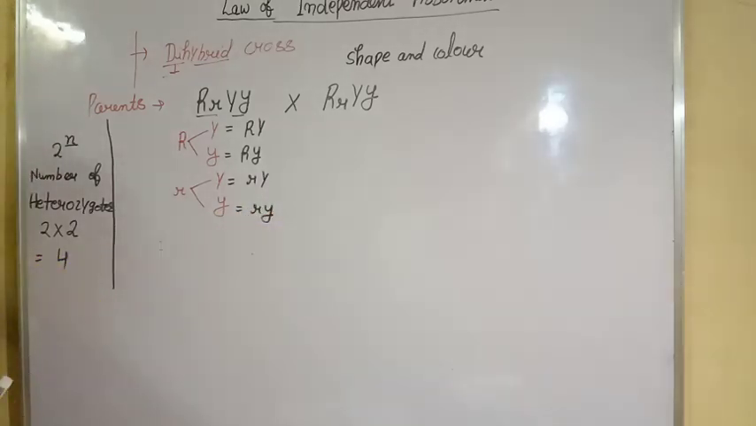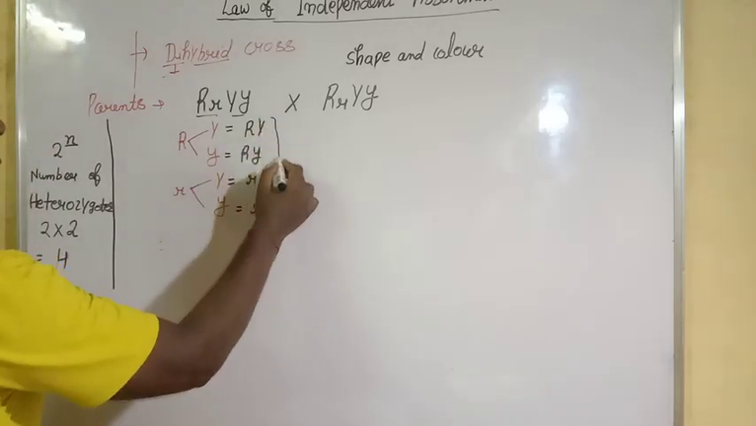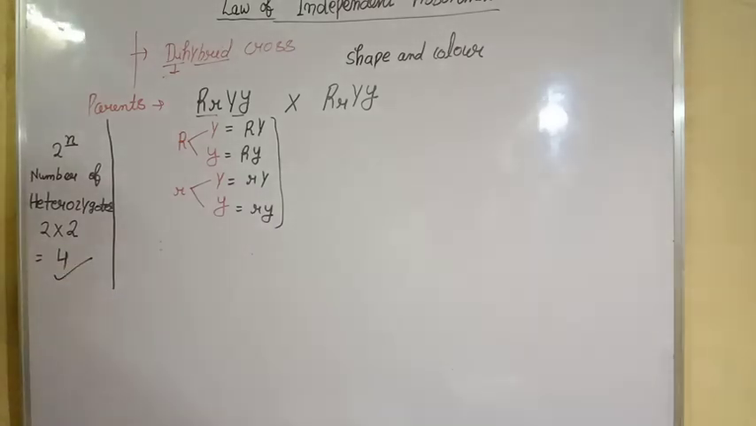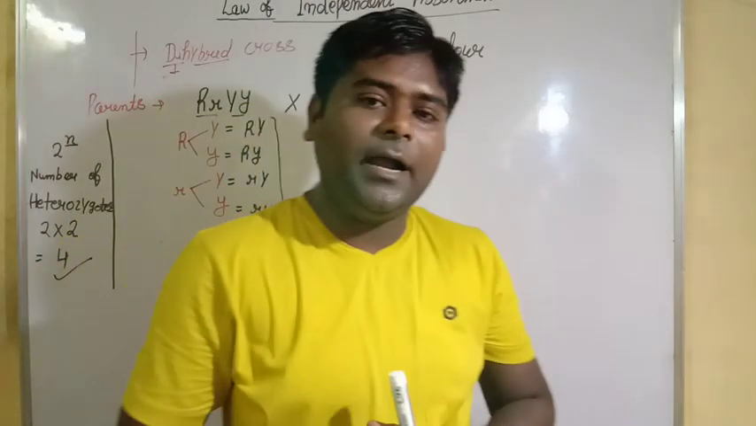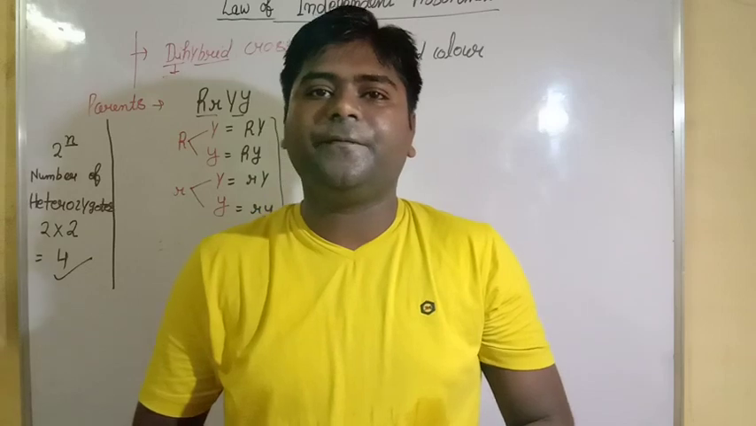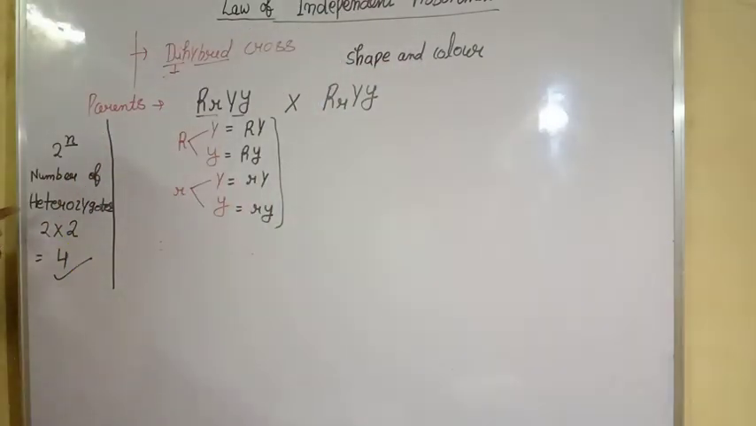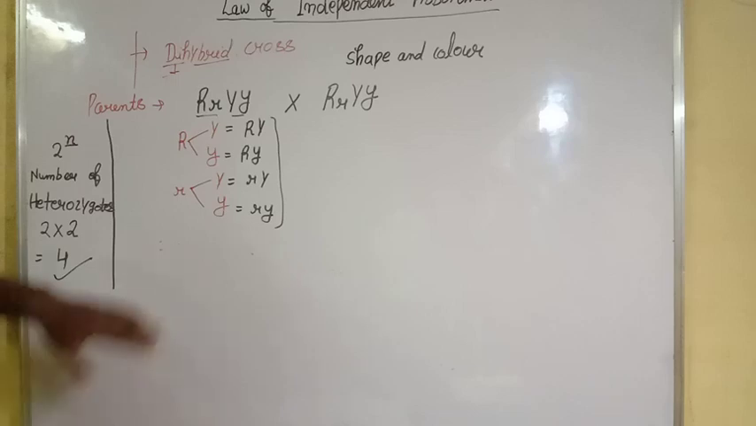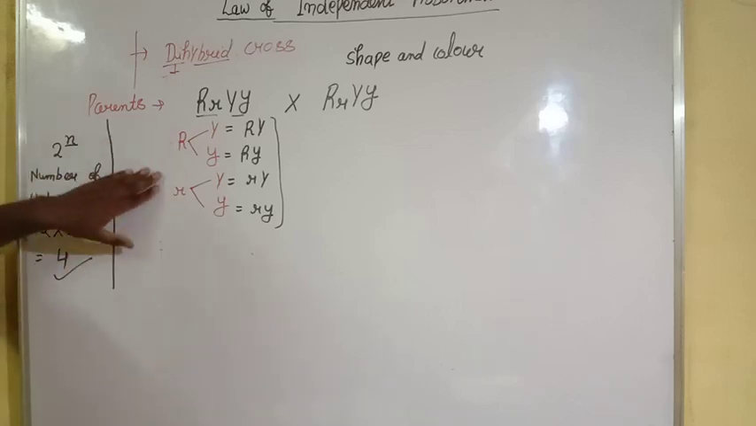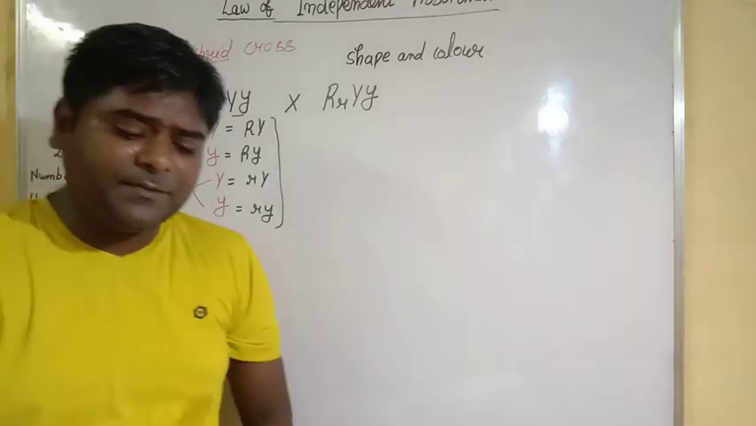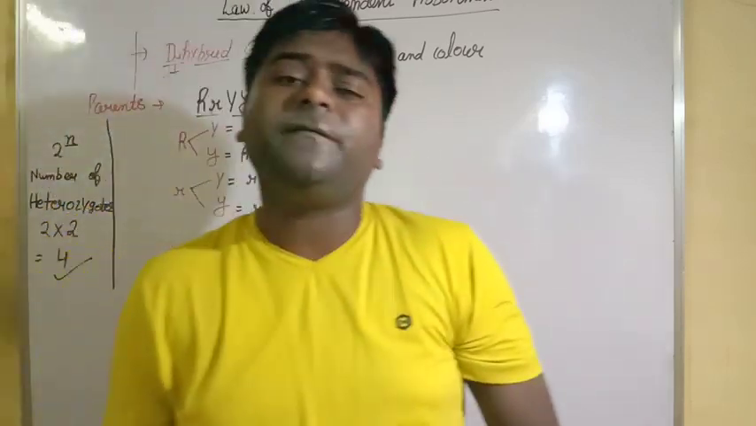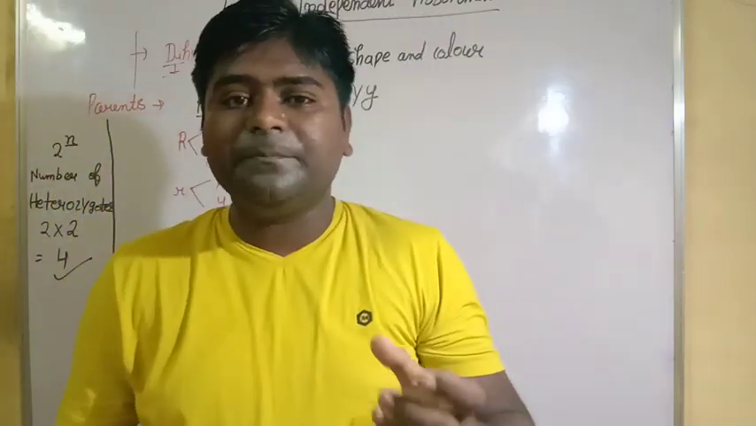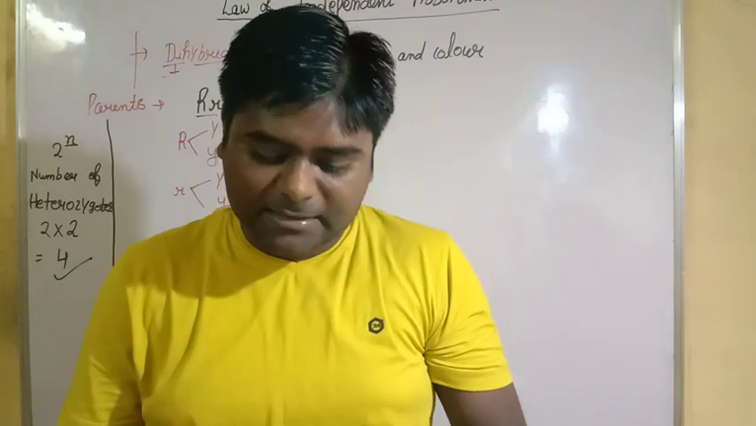So what we got? We received 4 kinds of gametes. See here, I gave you the formula. The 4 kinds of gametes are formed by applying this formula, 2 power n. And then we have this method of the formation of gametes to simplify how gametes are formed.